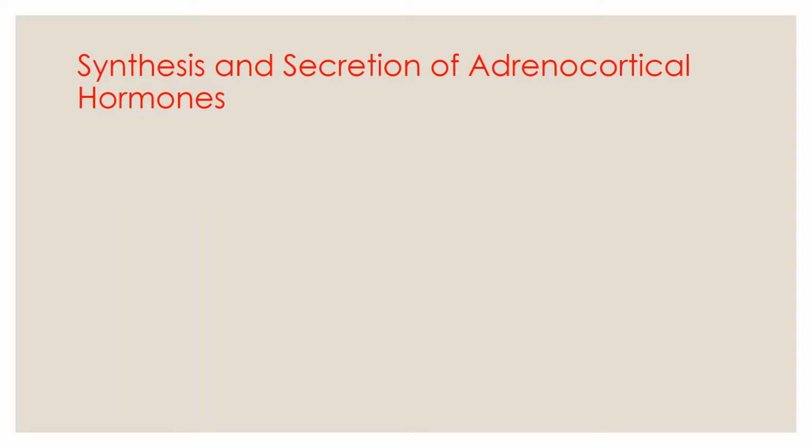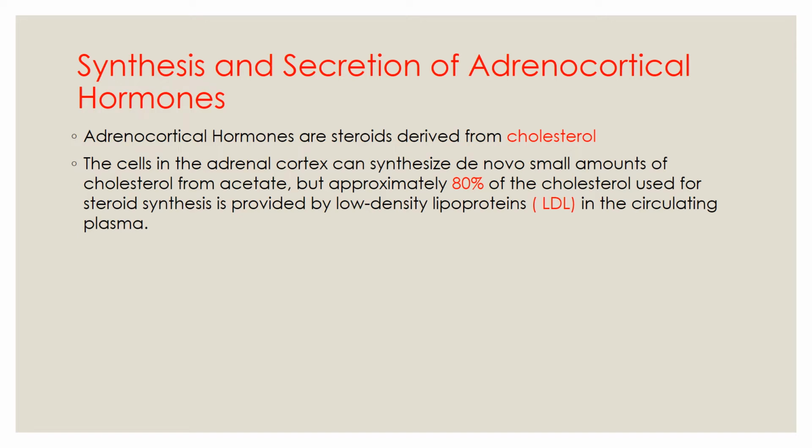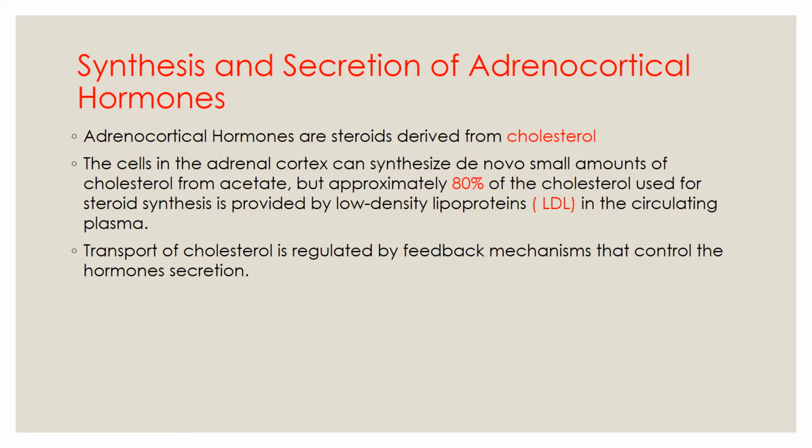How are these adrenocortical hormones synthesized and secreted? As we said already, all these hormones are steroids derived primarily from cholesterol. So where does the cholesterol come from? A very little amount is synthesized de novo, which is inside the cells. The majority of the cholesterol, around 80%, comes from the blood, from the low density lipoproteins. The transport of cholesterol to these cells to synthesize these hormones is regulated by a feedback mechanism that controls the level of these hormones.